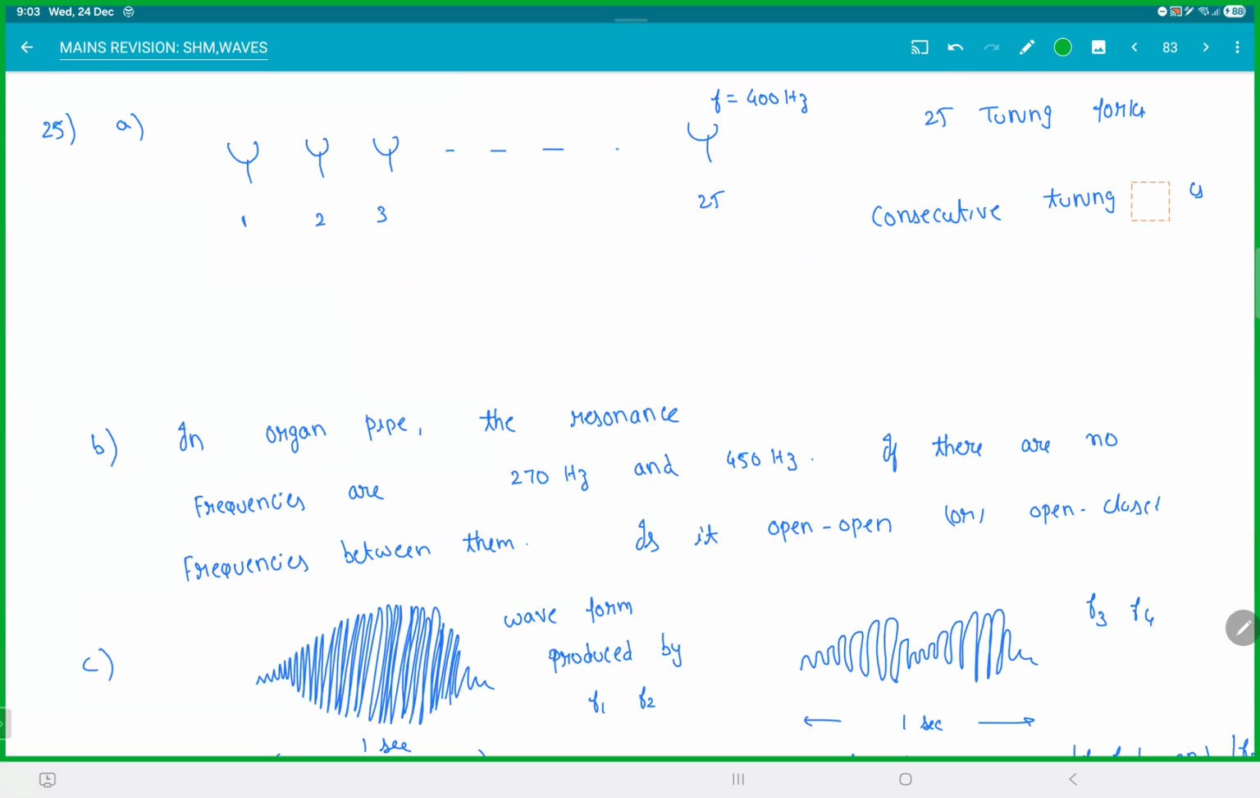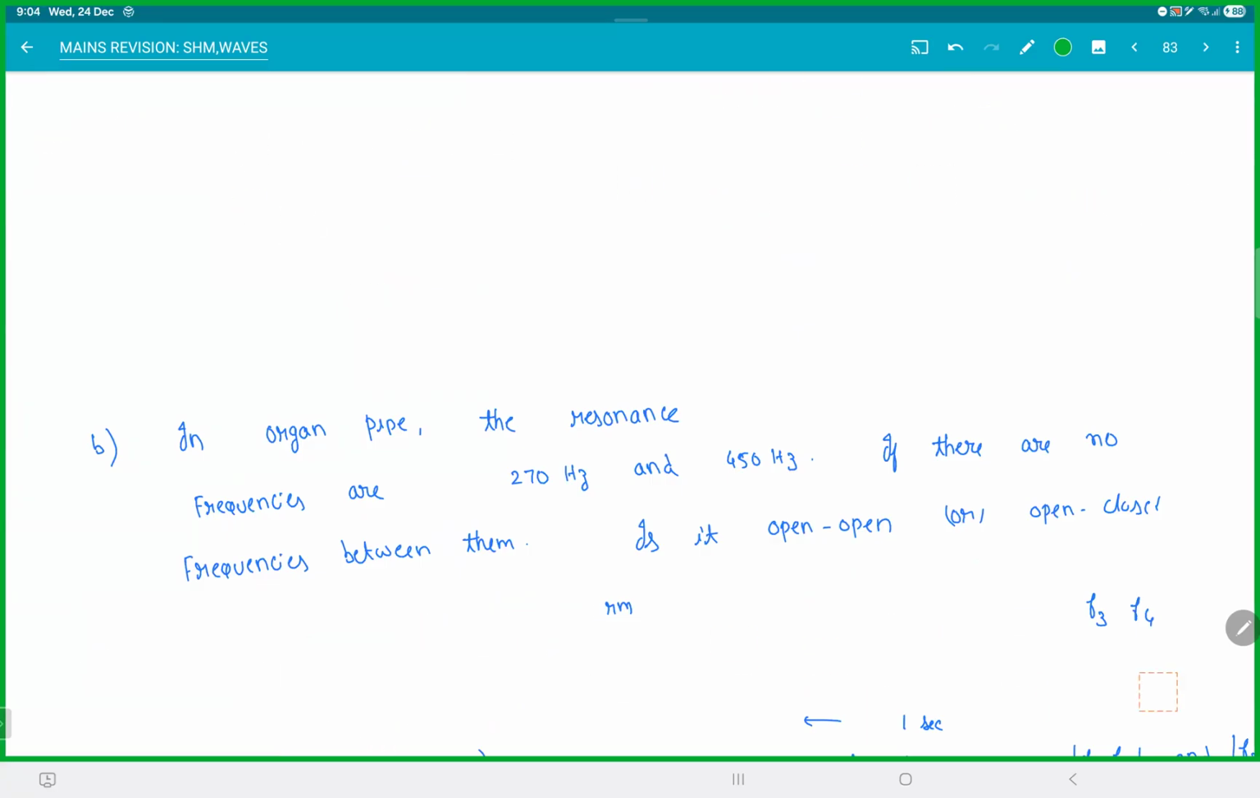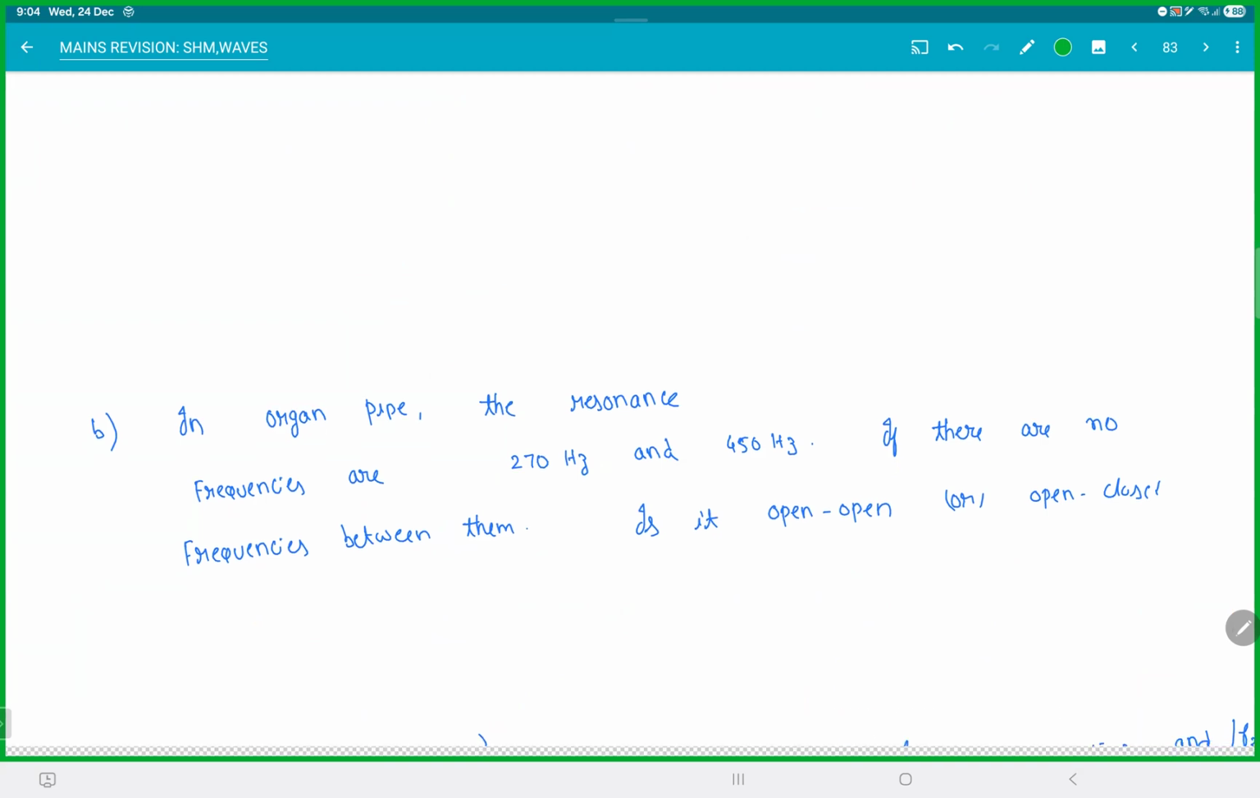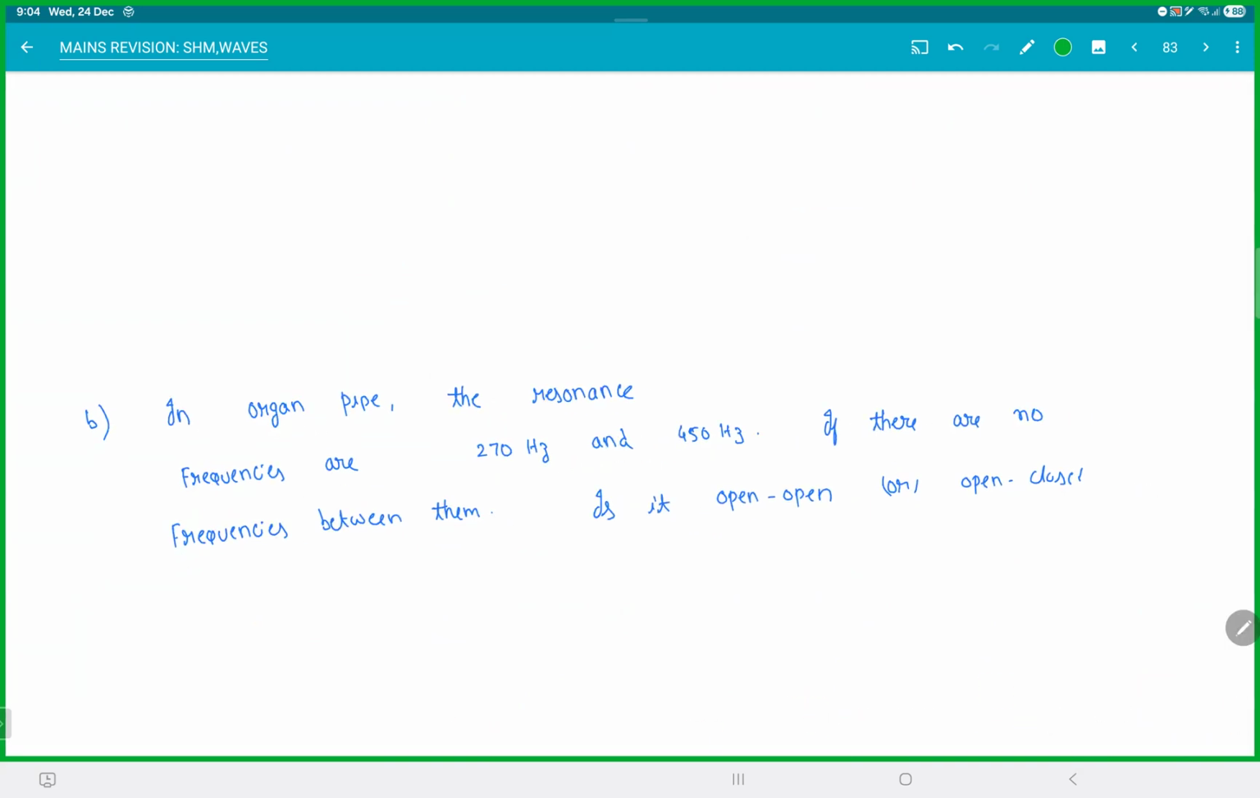What about the resonance column tube question? We have two tuning forks here, 270 and 450, and you're saying there is no frequency between them. So what's the difference between them? 270, 450, 180 hertz is the difference. And if you go down by 180 from 270, it will be 90. Right? So look at the frequencies here.